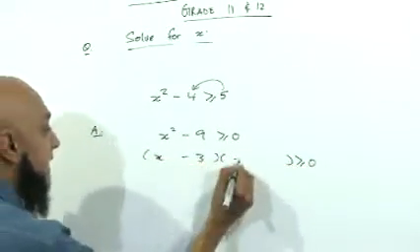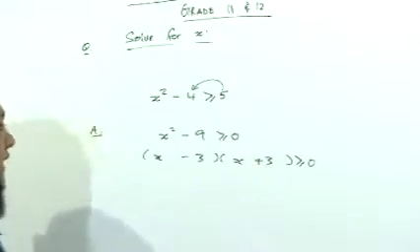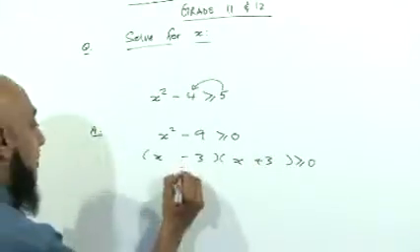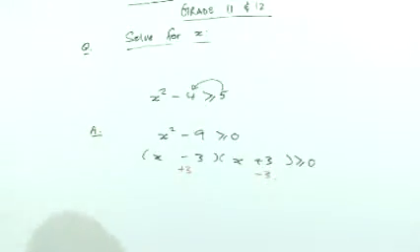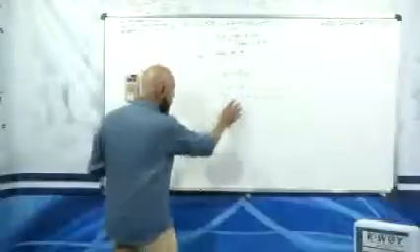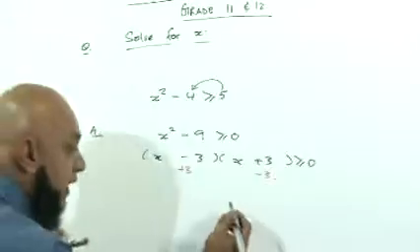x minus 3, x plus 3. Right, what are your 2 critical values? Plus 3 and negative 3. Okay? Positive 3 and negative 3 are your 2 critical values. Those are your values which make your equation 0. Plus 3 minus 3, 0. Minus 3 plus 3, 0. Okay, now what do we do?